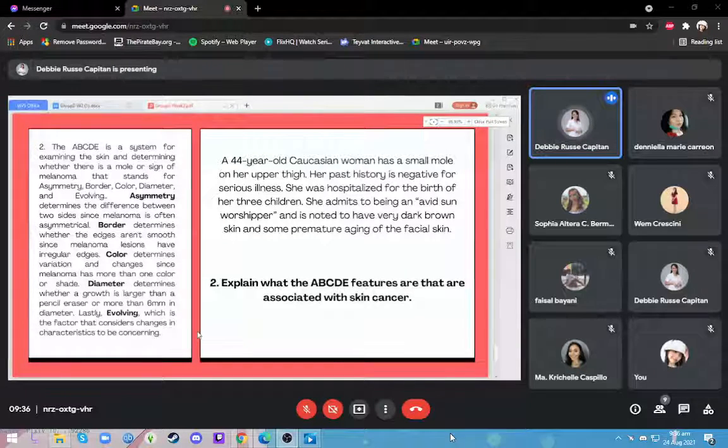Asymmetry determines the difference between two sides since melanoma is often asymmetrical. Border determines whether the edges are smooth since melanoma lesions have irregular edges. Color determines the variation and changes since melanoma has more than one color or shade. Diameter determines whether a growth is larger than a pencil eraser or more than 6 millimeters in diameter. Lastly, evolving is the factor that considers changes in characteristics to be concerning.